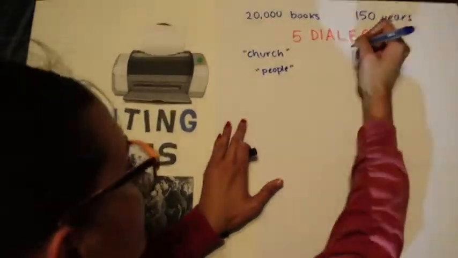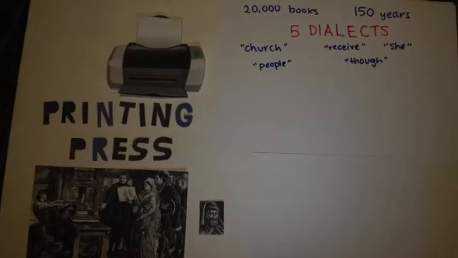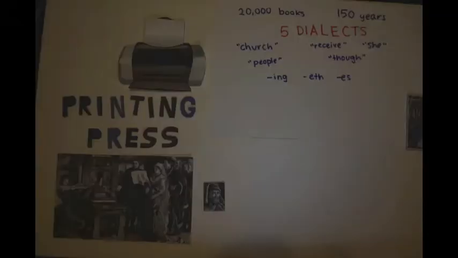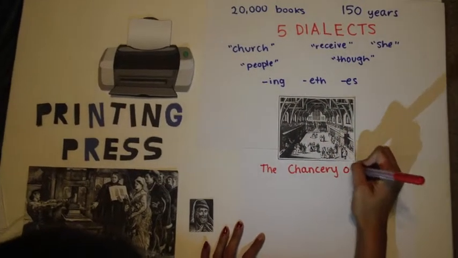It was around this time that there were about 5 dialects of the English language, which led to a variety of spellings for common words, though having up to 500 variations. The dialect was also determined when words ended in ing, eth, or es.